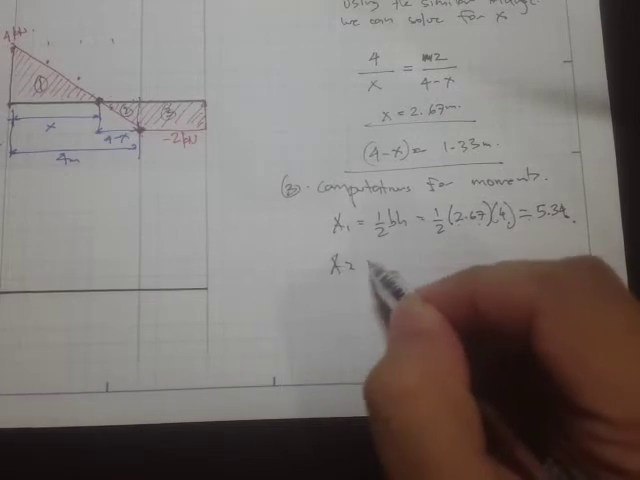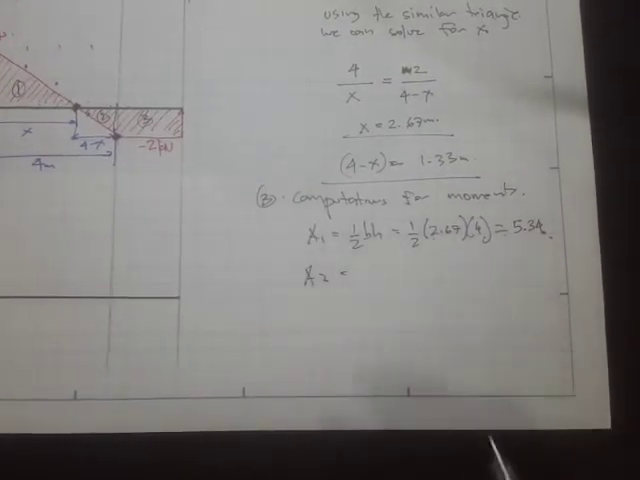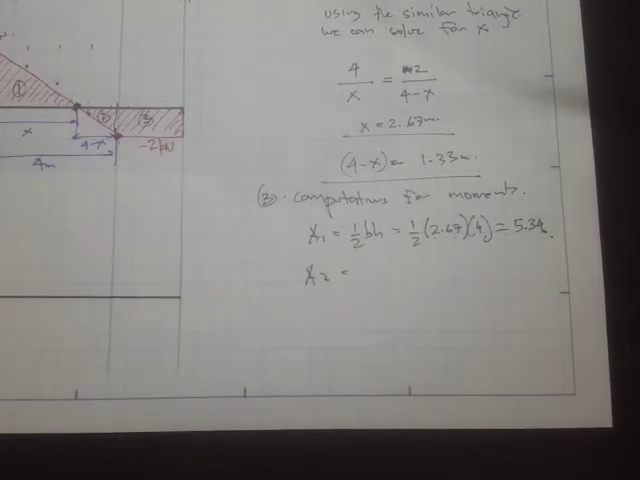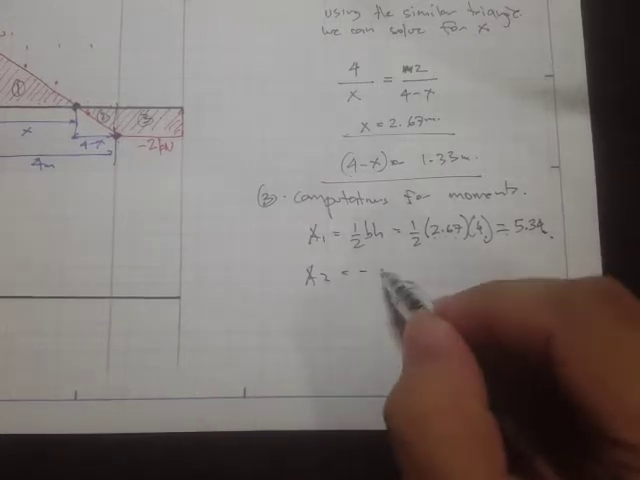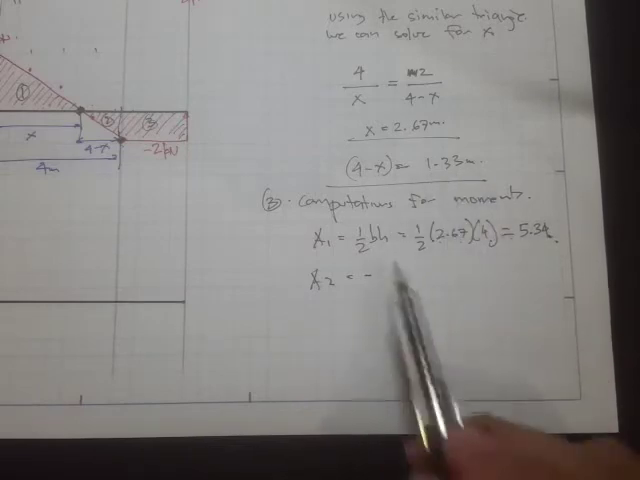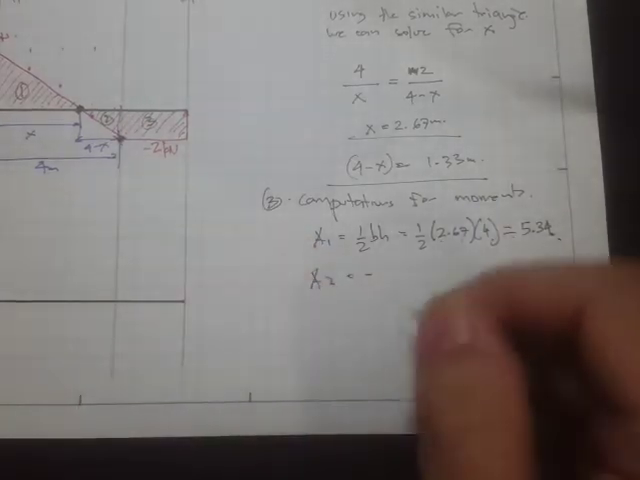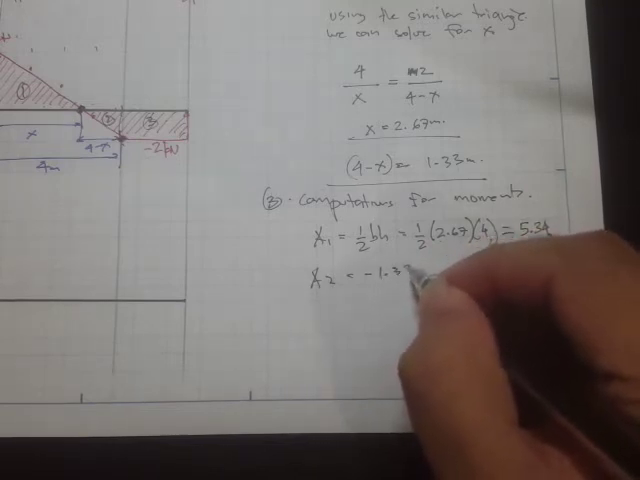Now for the area 2, this is 1/2 base times height still, except that it's going to be negative, so minus 1/2, the 4 minus x is just 1.33, times height of 2, so this is just minus 1.33.